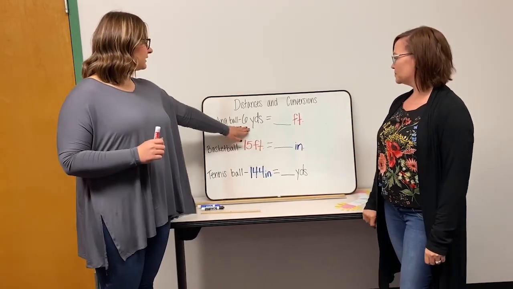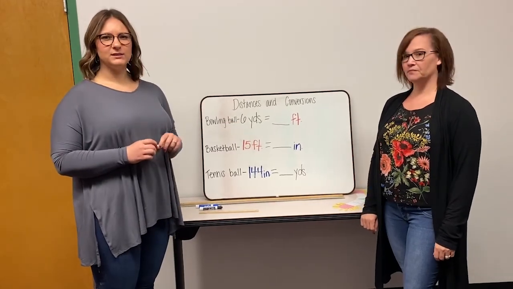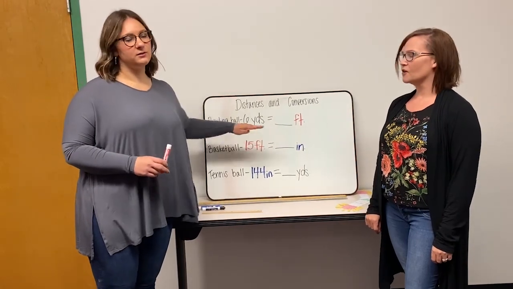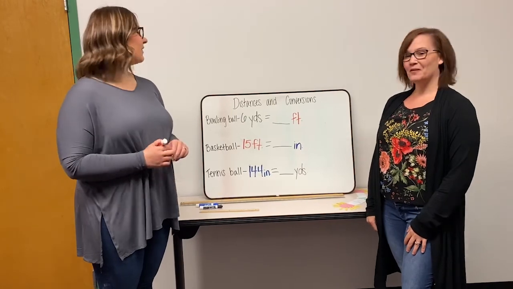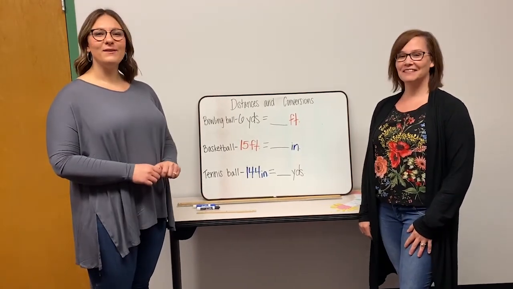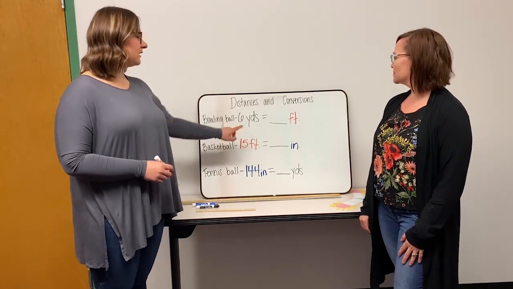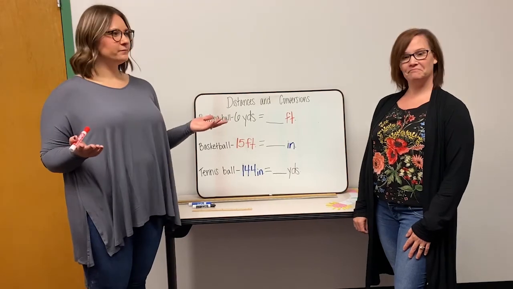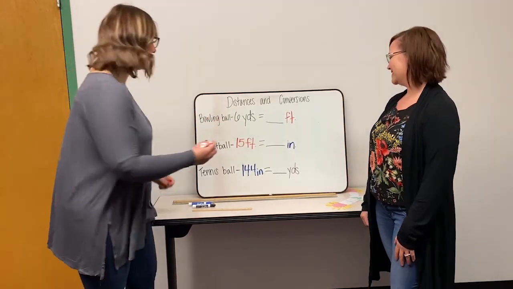So that we have 6 yards. Now we're multiplying. What are we going to multiply 6 by to figure out how many feet are in 6 yards? What can you infer? That's right. There are 3 feet in 1 yard. That means we're going to multiply 6 times 3. Now 6 times 3 is, you're right, 18. Very good.